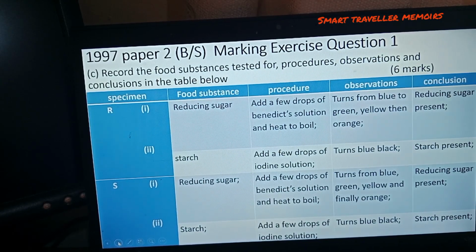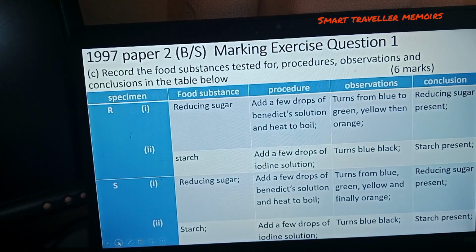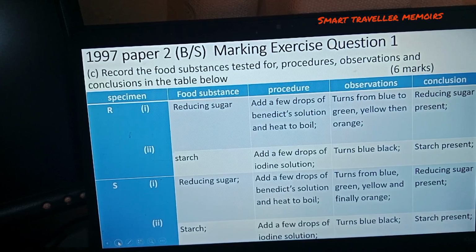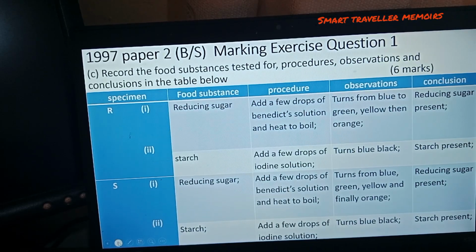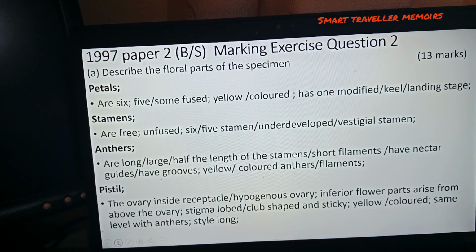For S, reducing sugar, the same procedure, where you are adding few drops of Benedict solution and heat it to boil. It turns from blue, green, yellow, and finally orange, meaning reducing sugar was present. For the starch, you add a few drops of iodine solution and it turns blue-black, starch was present. We are through with question 1. Guys, welcome to question 2.